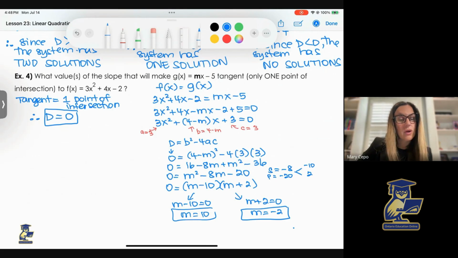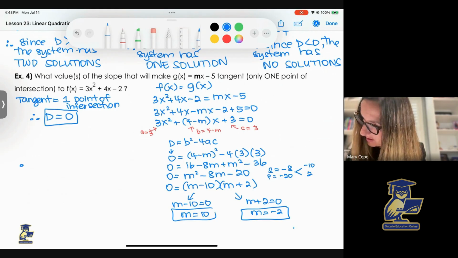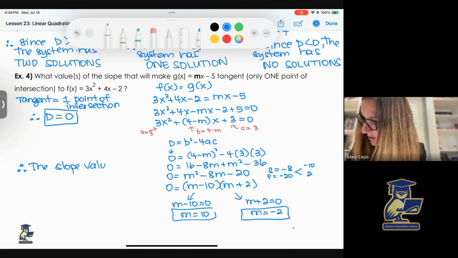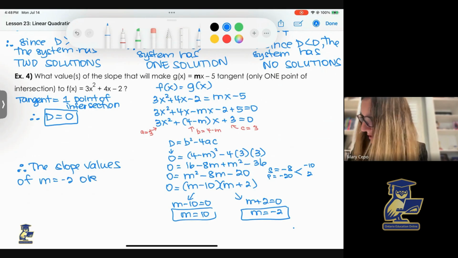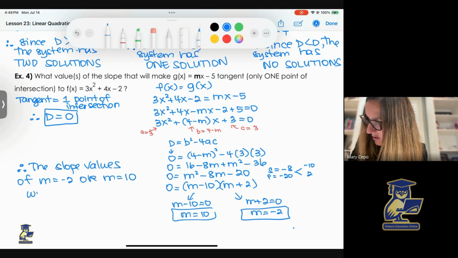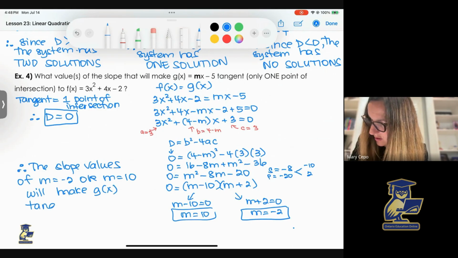Okay, so that was the slope that would make that linear function a tangent line to the quadratic function: if m is 10 or if m is negative 2. So therefore statement, don't forget that always: the slope values of m equal to negative 2 or m equal to 10 will make g of x tangent to f of x.